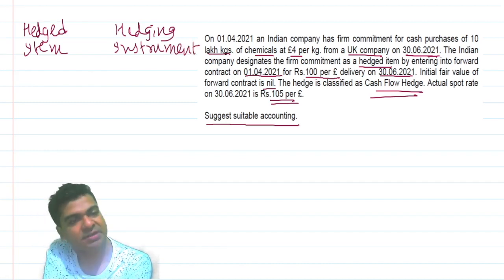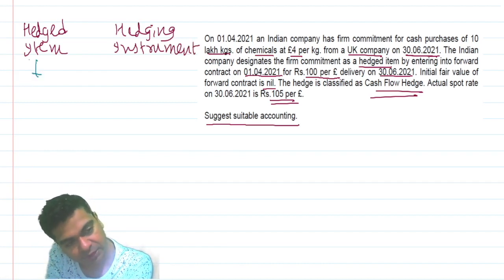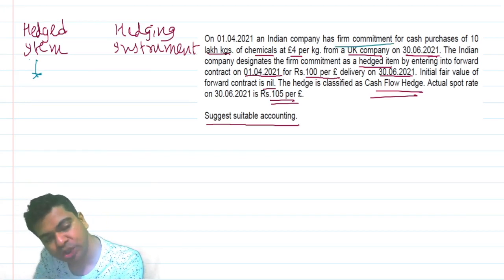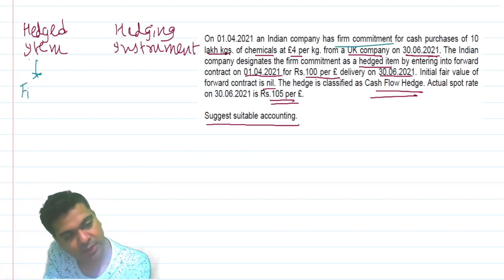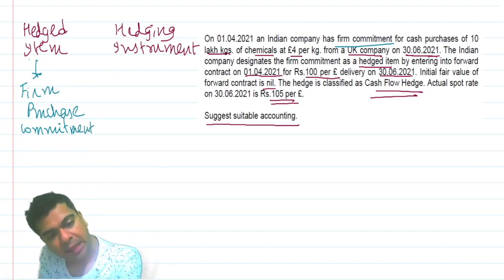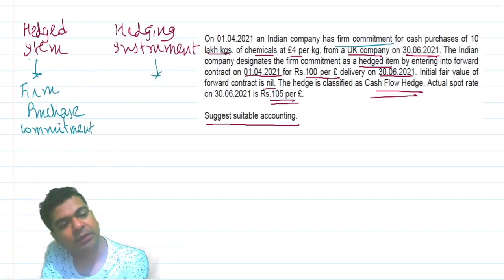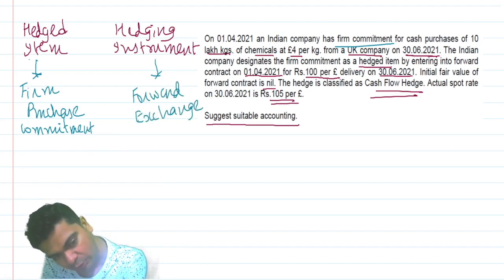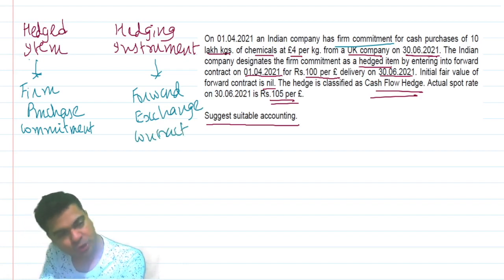Okay, so this is the first thing that we have to be clear with. Your hedged item is a firm commitment. It's a firm purchase commitment. So my hedged item is my firm purchase commitment, of course, on 30th June 2021. And what is my hedging instrument? The forward contract, right? The forward exchange contract is turning out to be my hedging instrument.